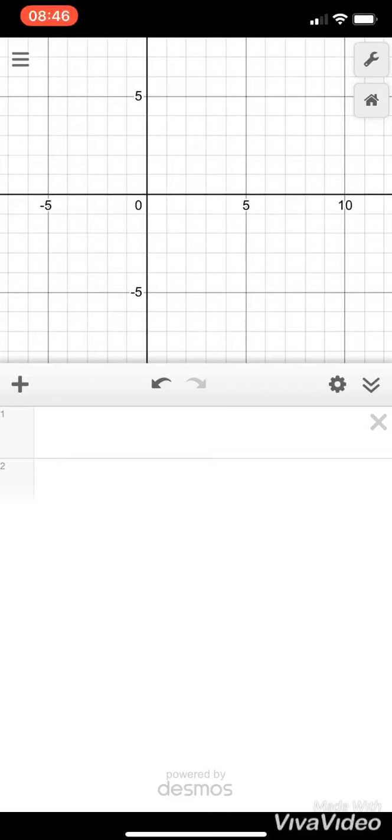Desmos is an app where you can do most of math on, including algebra, trigonometry, calculus, and probably whatever you're doing right now in school.